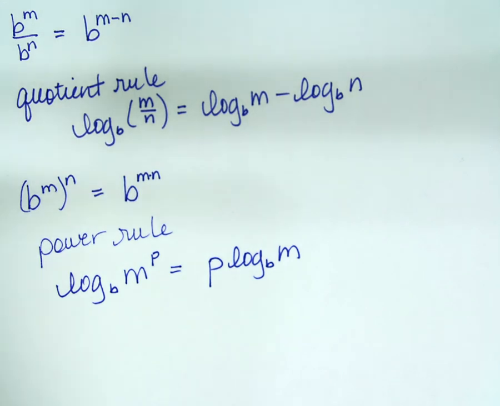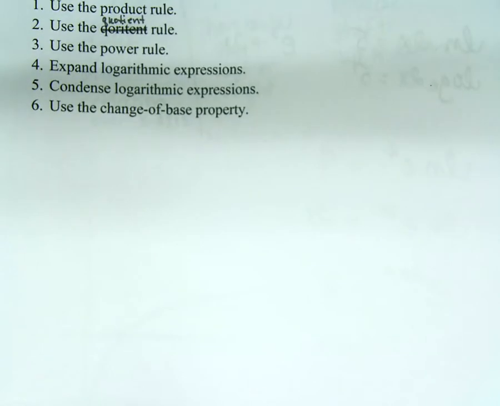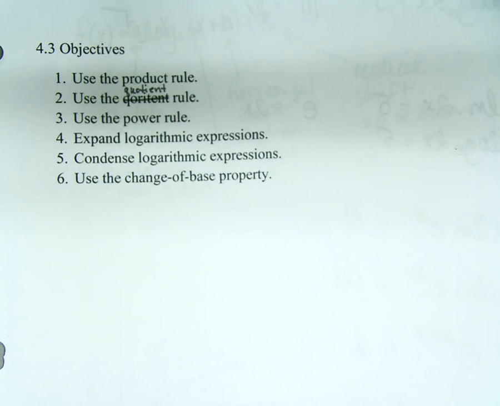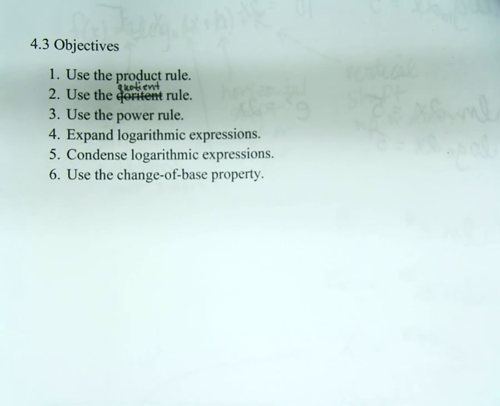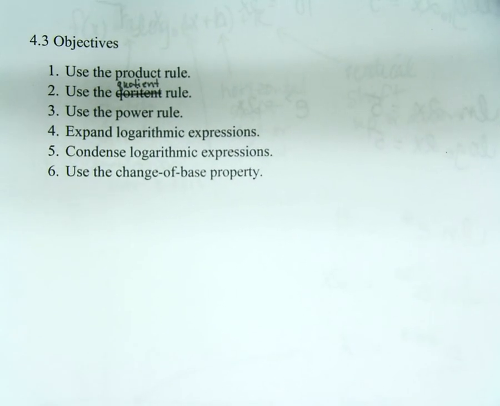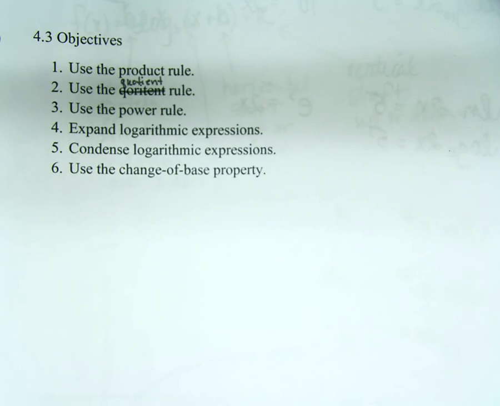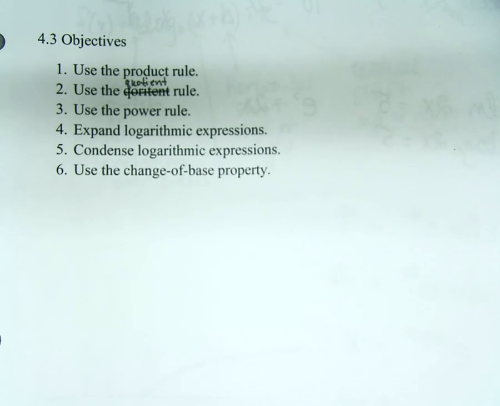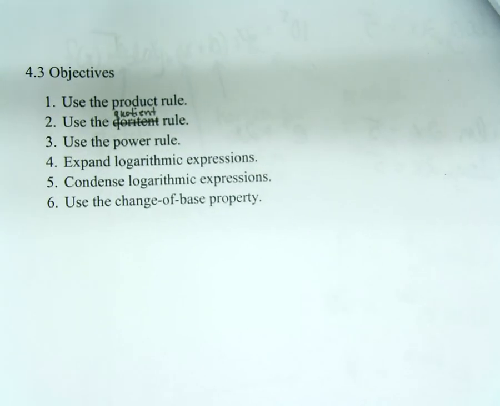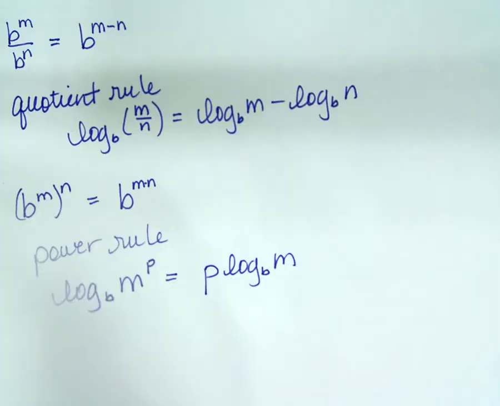So that took care of the first three things on our list. There's our list. Product rule, power rule, and quotient rule. So we need to remember about how to expand and condense. The good part about expanding and condensing is they're kind of like opposites of each other, right? If we can figure out one, we probably got the other one okay as well.